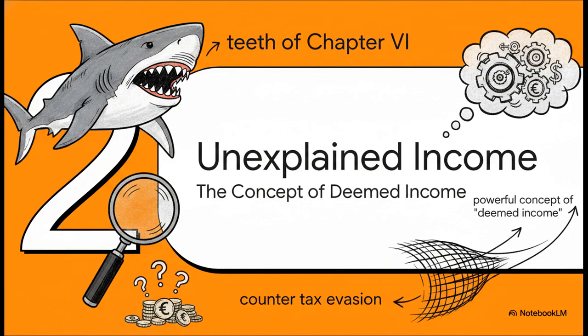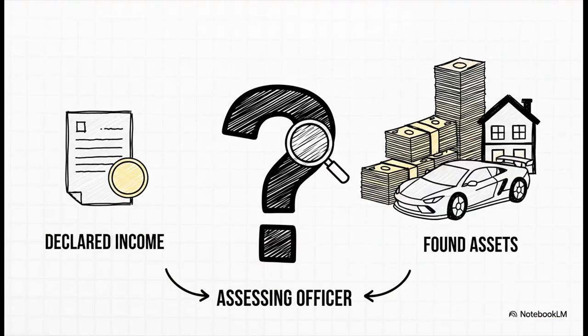Okay, so we've talked about what's declared. Now let's shift gears and talk about what might be discovered. This is where Chapter 6 really shows its teeth in the provisions designed to combat tax evasion. And this brings us to the very powerful concept of deemed income. I mean, it's the obvious question from the tax department's point of view, isn't it? What happens when an assessing officer stumbles upon cash or investments or big expenditures that just don't match up with the income that's been declared? Well, the Act has a very specific and very robust answer for that.